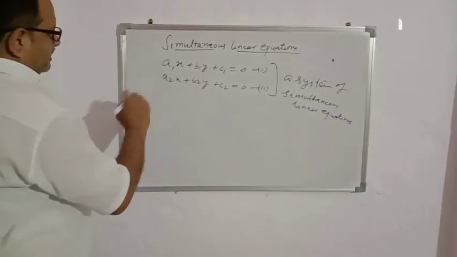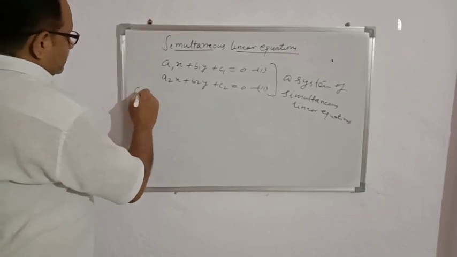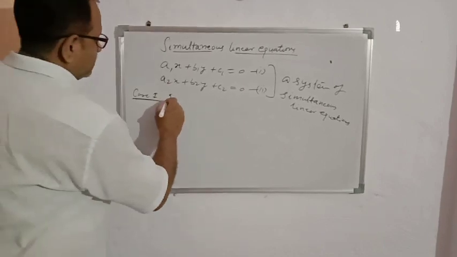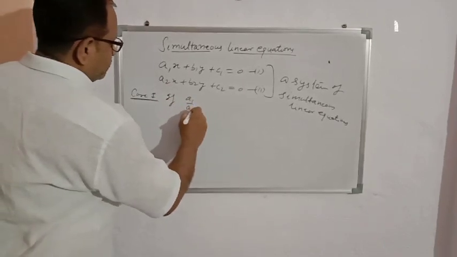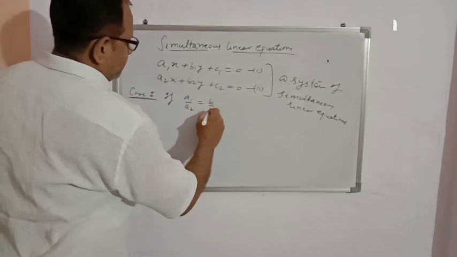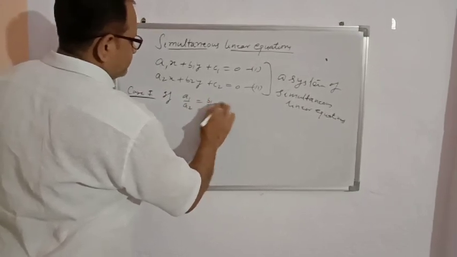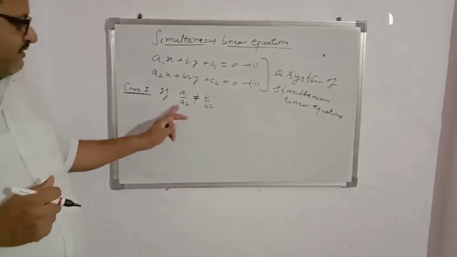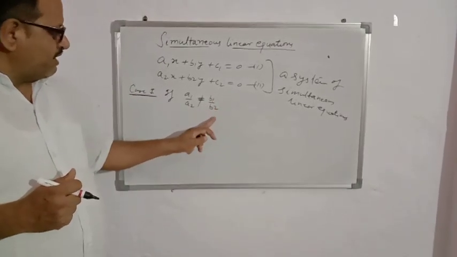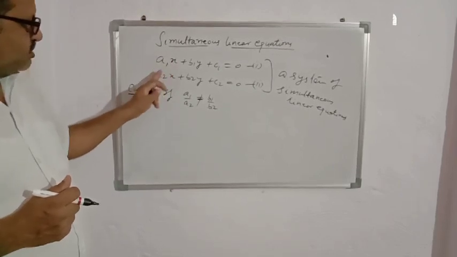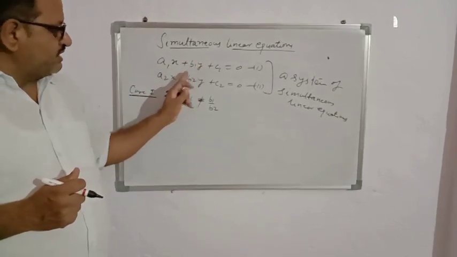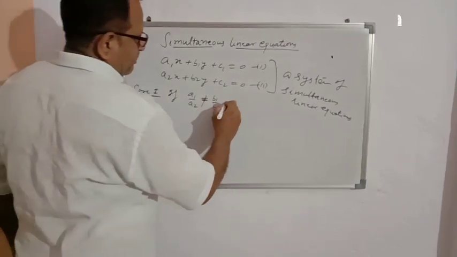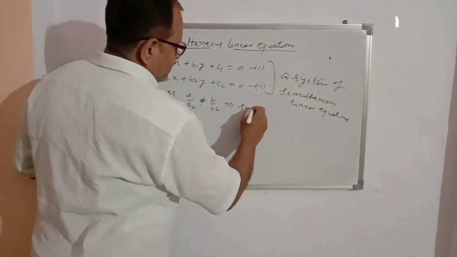So here three cases arise. First case, if a1 upon a2 is not equal to b1 upon b2. What are a1, a2? They are coefficients of x. b1, b2 are coefficients of y in both the equations. If a1 upon a2 is not equal to b1 upon b2, it means the system has a unique solution.